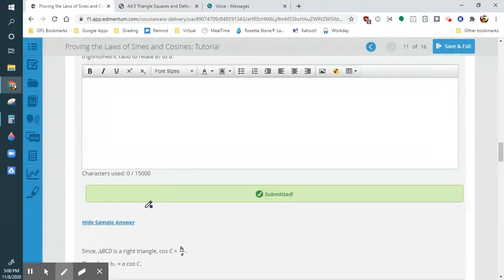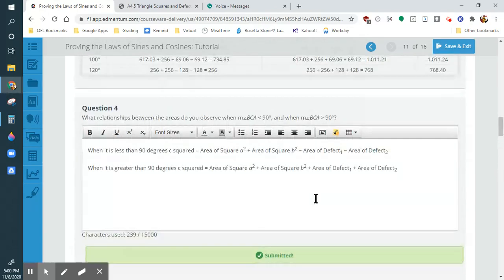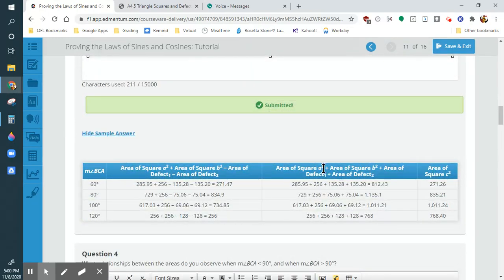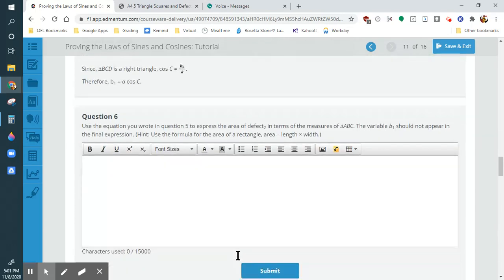I don't know why they phrased this very weird. Again, I'm going to show you the answer for this next one and explain it. So use this equation for the variable B1. Okay, so that was the defunct area, right? Now we'll try to write the formula using this. I feel this is a very, very weird roundabout way of teaching this.